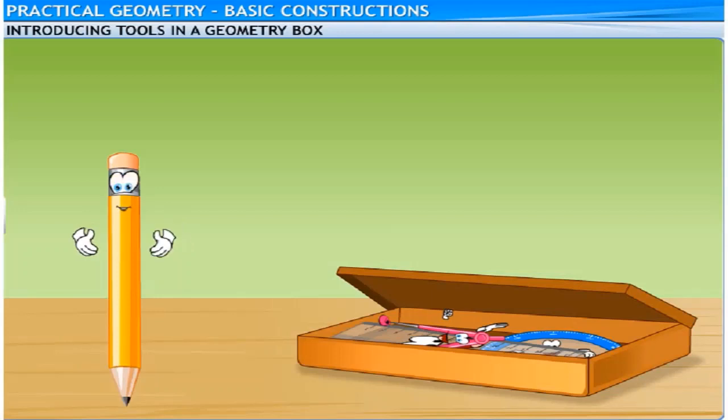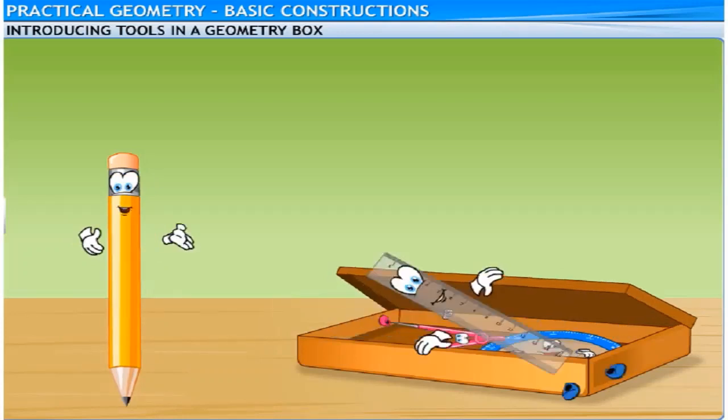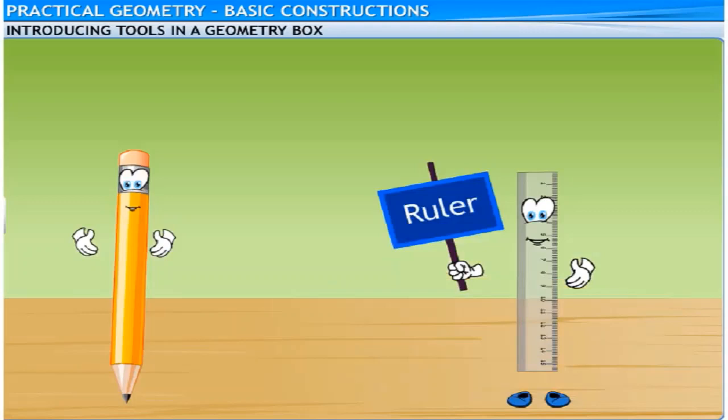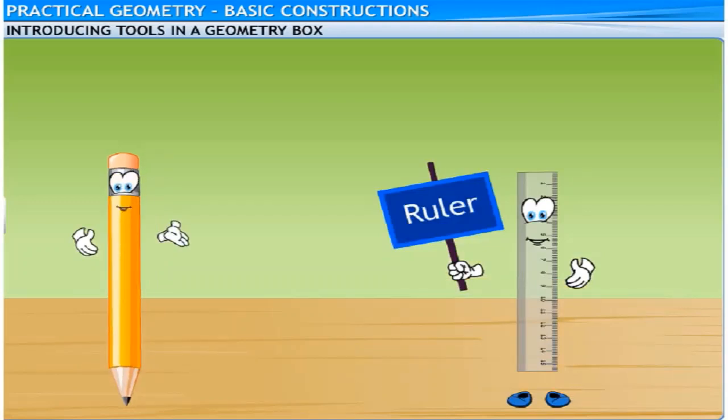First, I'll introduce you to the tools in your geometry box. Let's begin with the ruler. Commonly, it is called a scale. The ruler is a most essential tool in geometry. This tool is used in almost all constructions.